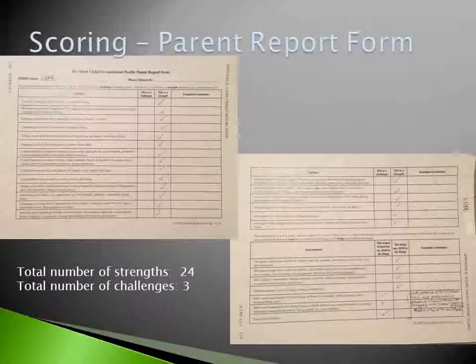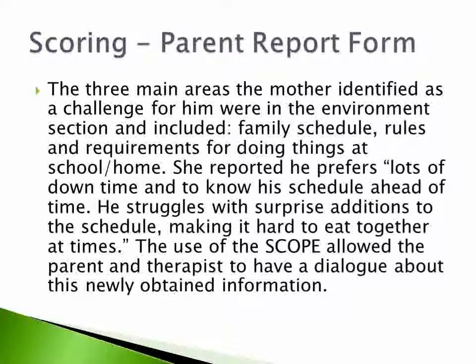When completing the parent report form, Bethany identified 3 different areas that were a challenge for Luke. These areas revolved around the environment at home. The 3 main areas the mother identified as a challenge for him were in the environment section and included the family schedule, rules and requirements for doing things at home and school. She reported he prefers lots of downtime and to know his schedule ahead of time. He struggles with surprise additions to the schedule, making it hard to eat together at times.